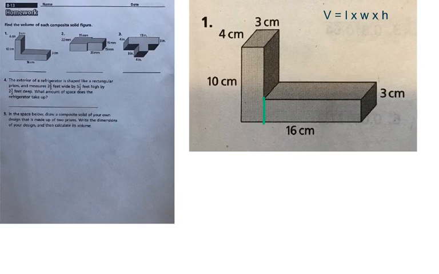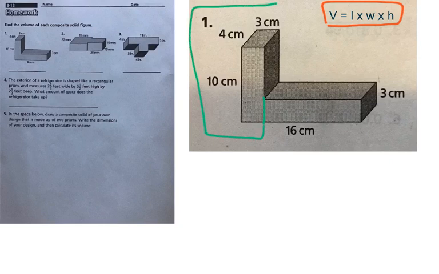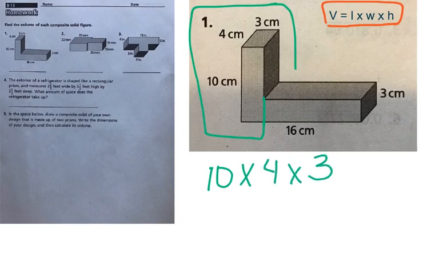I have added our formula here. Volume is equal to length times width times height, and I just put it up here in the corner so that you can refer to that throughout the lesson. So our first one, if we look at the first composite solid here, and I'll just put a little green box around it so you can see, is going to be length times width times height. We're going to say that it's going to be 10 times 4 times 3.